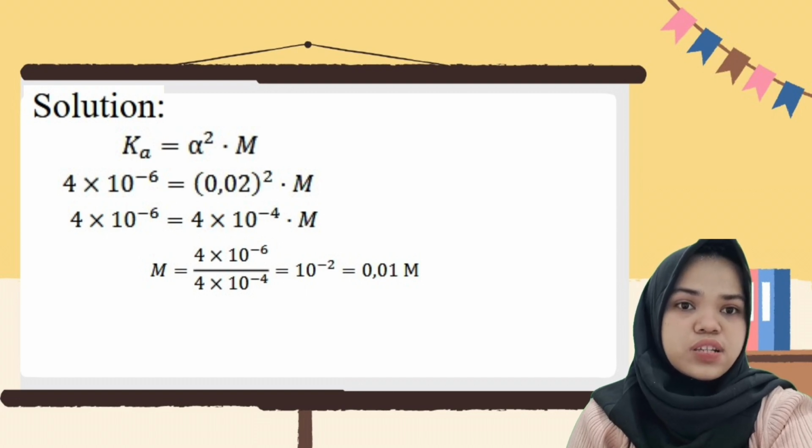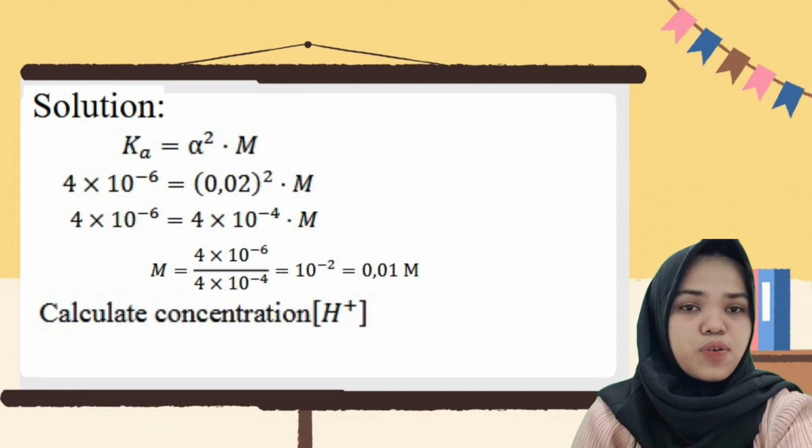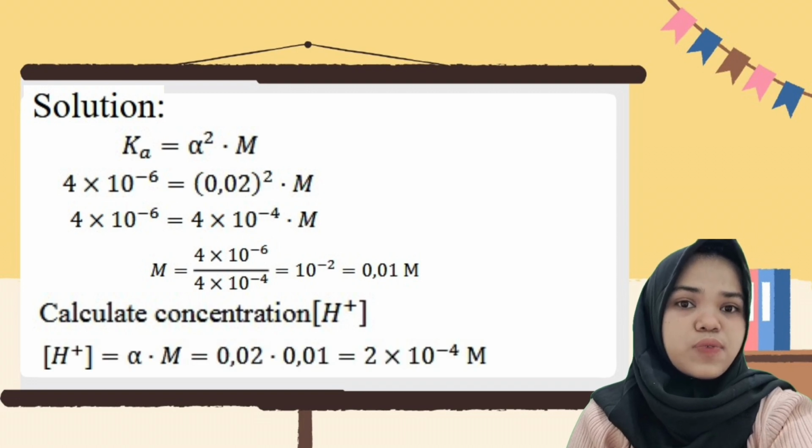So the initial concentration of HA acid is 0.01 molar. Next, we calculate the hydrogen ion concentration using the formula H plus equals alpha times M. Alpha is known to be 0.02 and M is 0.01. So we multiply 0.02 times 0.01 is 0.0002, or in scientific notation 2 times 10 to the minus 4. So the concentration of H plus ion is 2 times 10 to the minus 4 molar.